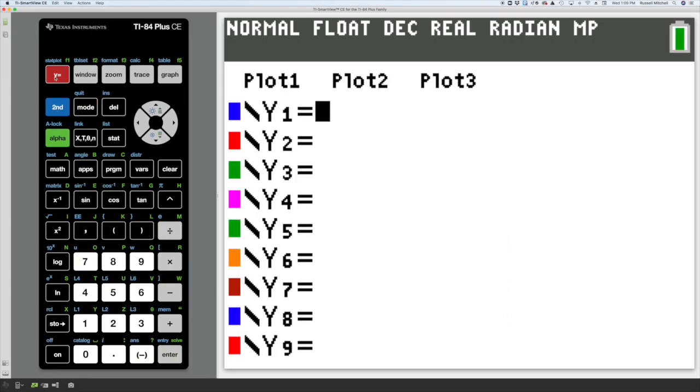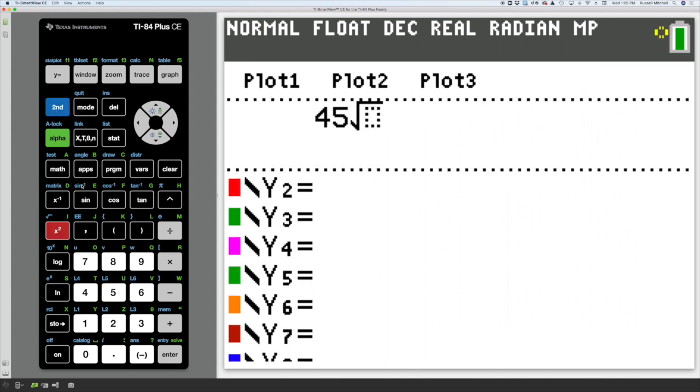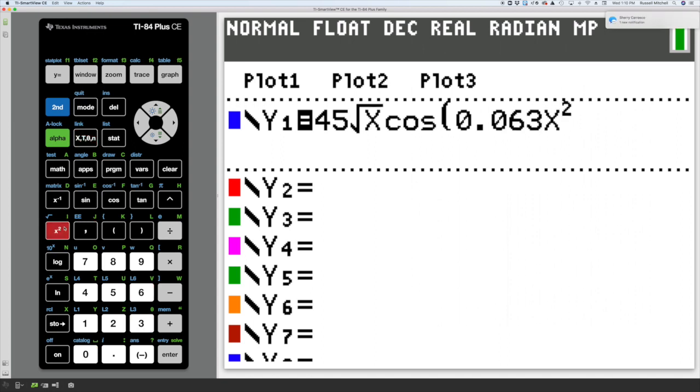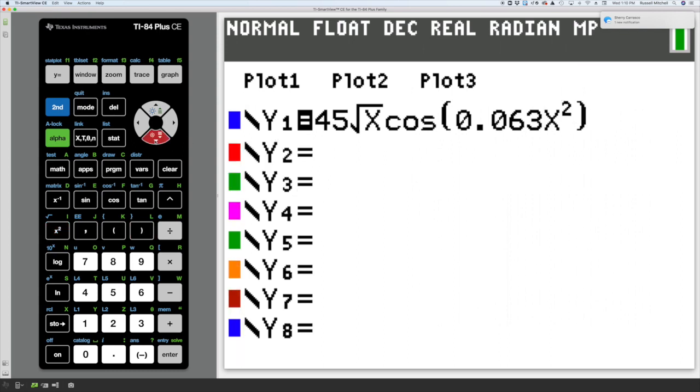So we press y equals and type in our velocity function, which is 45, then the square root of x, and make sure you come out of the square root. Then cosine, then 0.063, then x squared, and then we close our parenthesis. We also want to know where this is 60, so we enter 60.